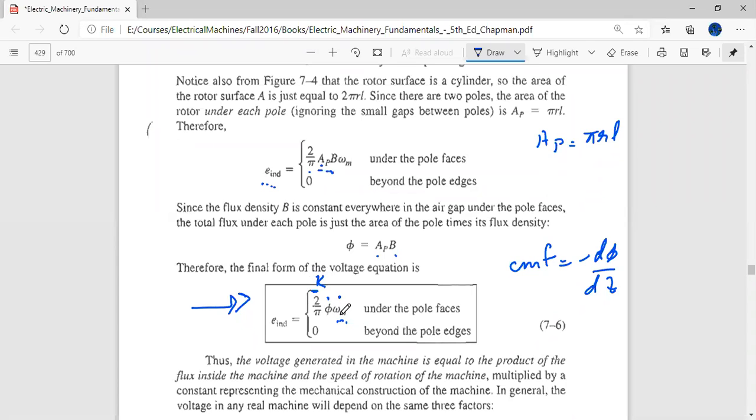They are not dependent on the construction of the machine. If you were taking AP and L and other stuff, that becomes specific to the construction of the machine. But over here, these quantities become generic.